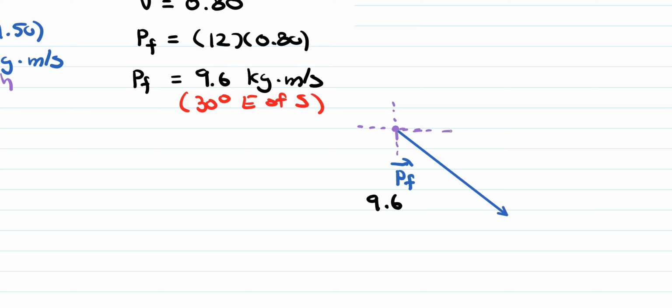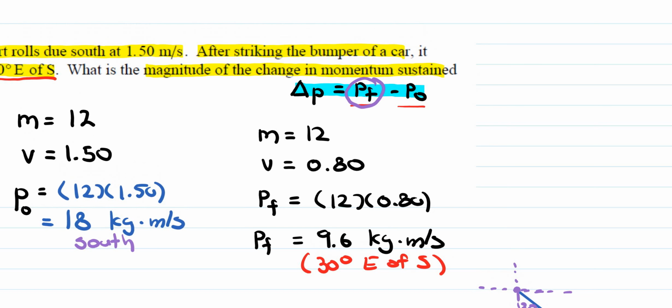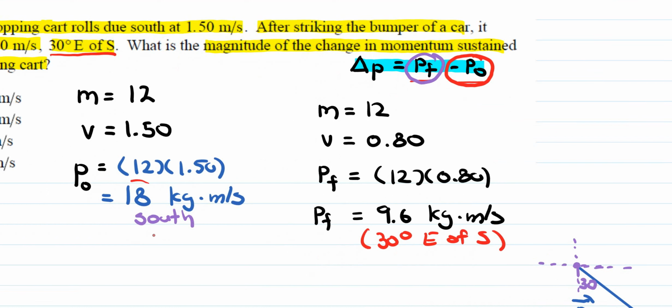So what we're trying to say right here is the 30 degrees is actually right here, just below like that, 30 degrees like that. Okay. And then after, if I go back to my change in momentum, I need to subtract my initial momentum vector. Okay, so initially I'm going in the south direction, right?